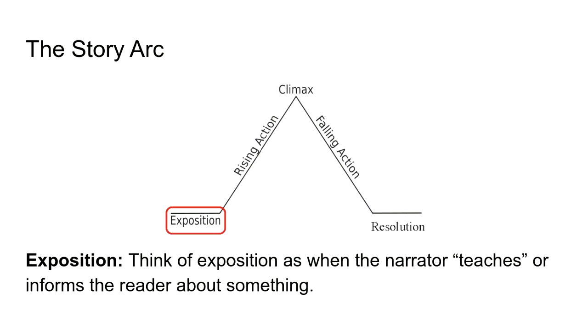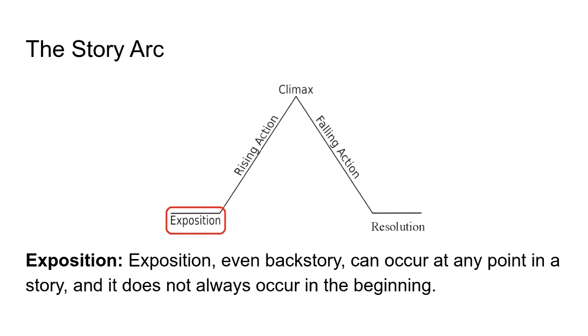So exposition doesn't have to just occur at the beginning of a story. Sometimes it doesn't occur at the beginning of a story. Again, this is a traditional story arc that we're showing here, and writers can play around with this as much or as little as they wish. Exposition can occur really anywhere in a story. It's very common to see, in the middle of a story, the narrator put the brakes on the action and give us some more backstory that is now relevant. And I think we see that in certainly some of the stories that we're dealing with in Paper One.